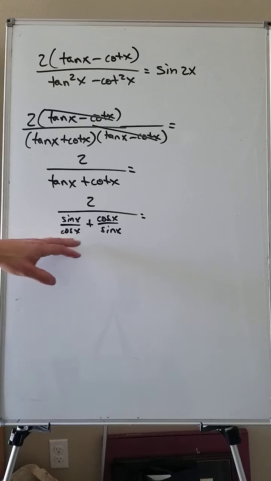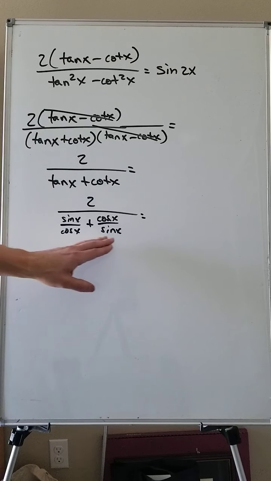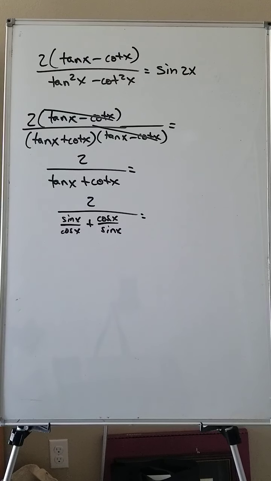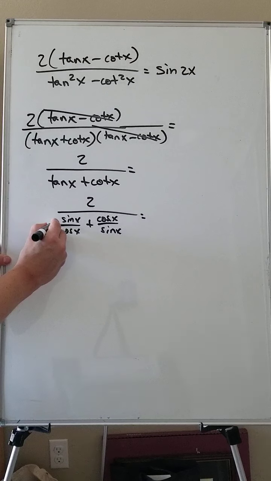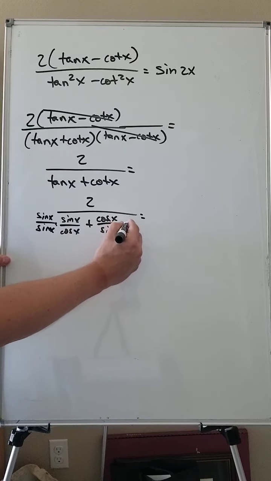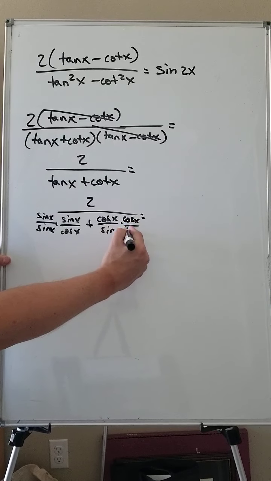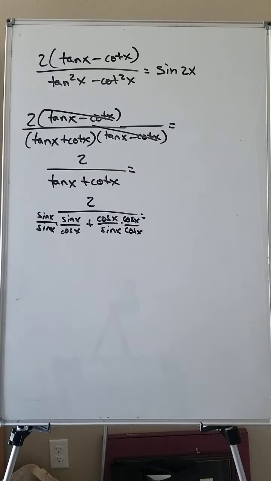And well, now I have a fraction plus a fraction, and so maybe I'll just make common denominators there. So the common denominator between cosine x and sine x would be cosine x times sine x. So that means I need to multiply this fraction by sine of x over sine of x, multiply this fraction by cosine of x over cosine of x to give me the common denominator of sine times cosine.